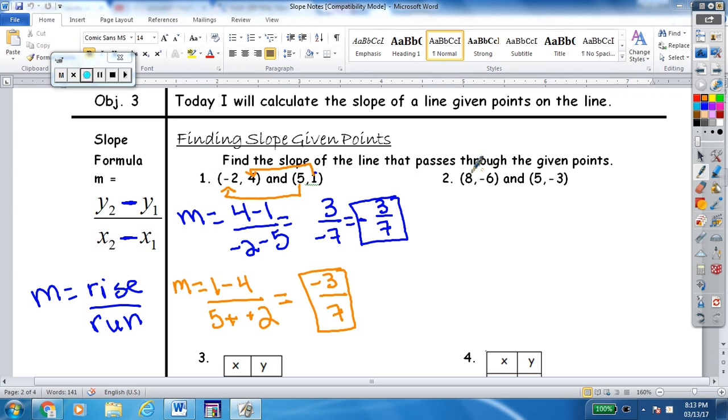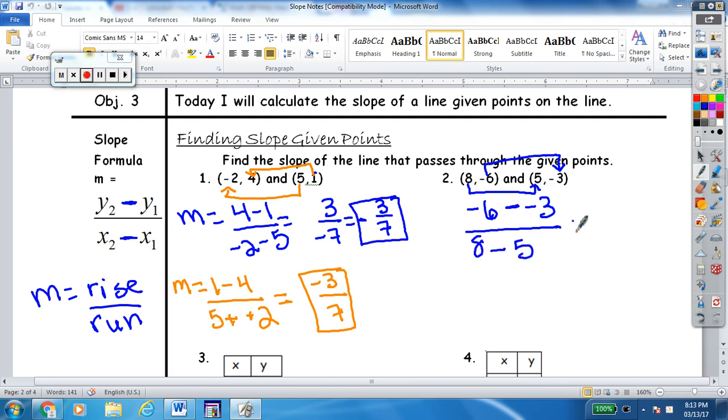Let's try to do this one. I like to go left to right. So I'm going to go ahead and go -6 over to -3. Now, you have to be careful because 3 has a negative. So that means I have to put another negative next to it. It's already minus from the formula, but the 3 has a negative next to it, so we have to account for that. On the bottom then, I'm going to go 8 minus 5.